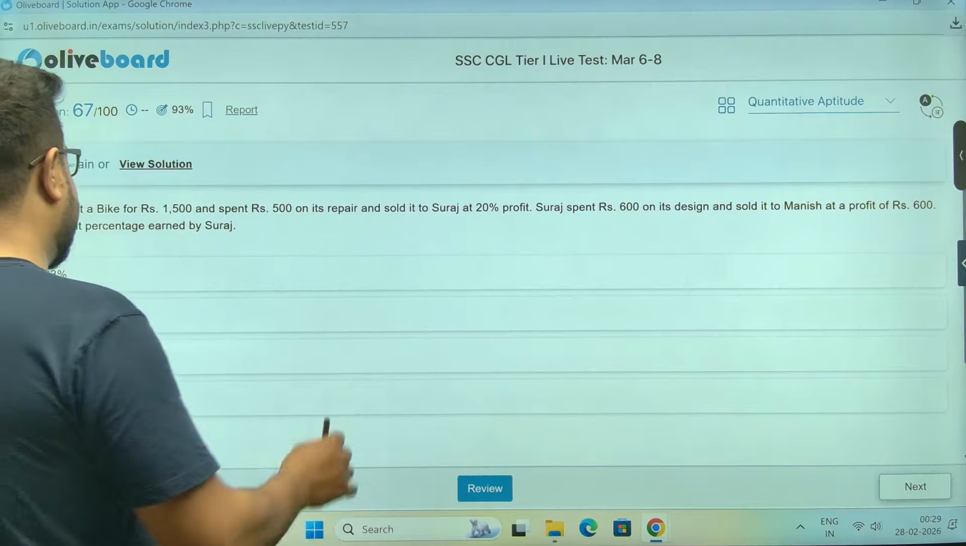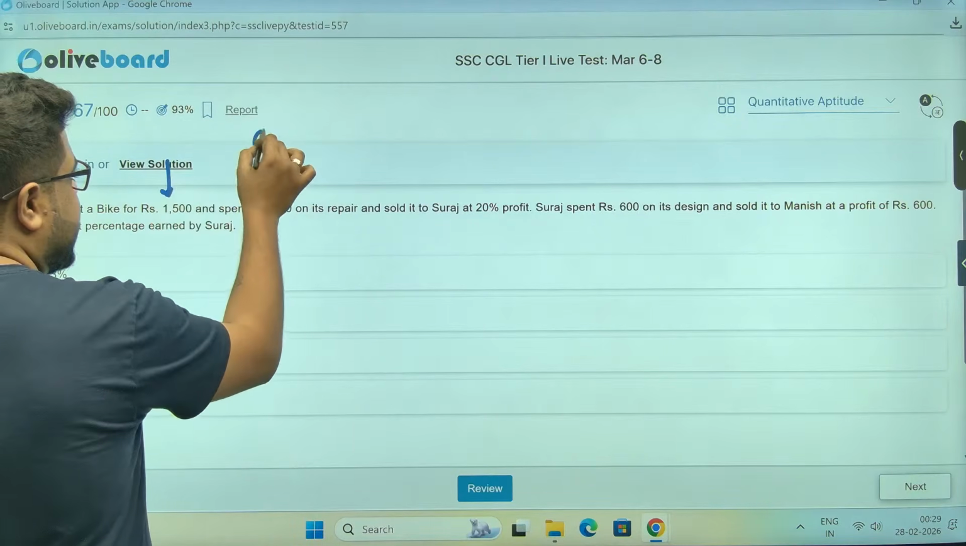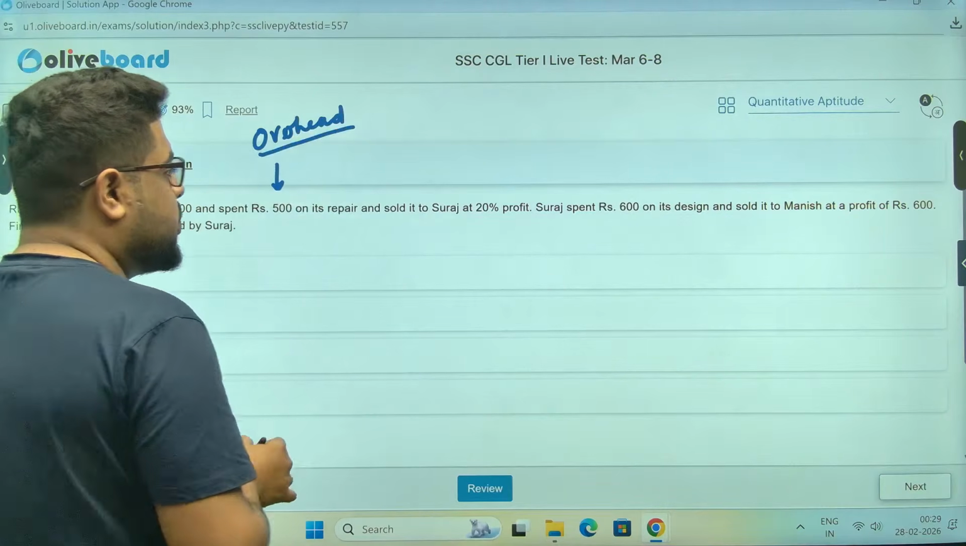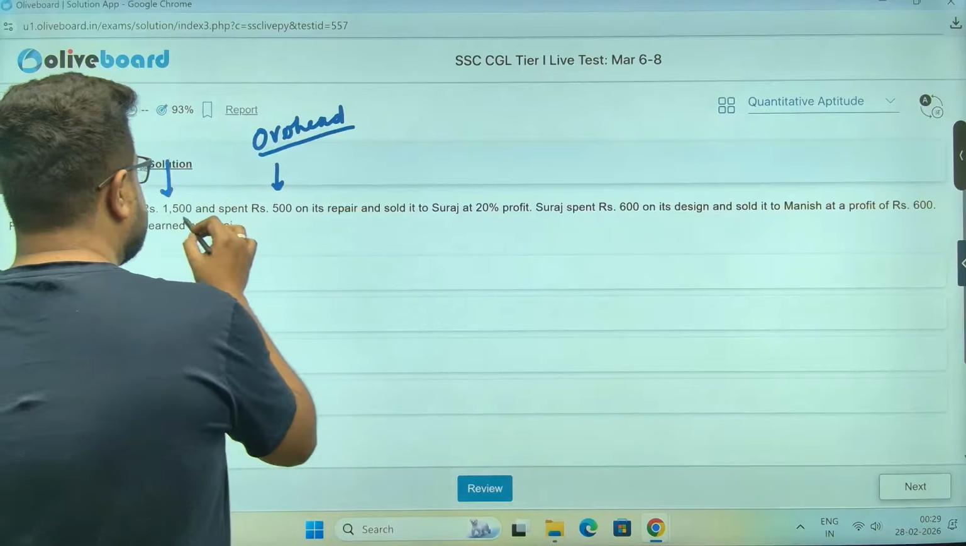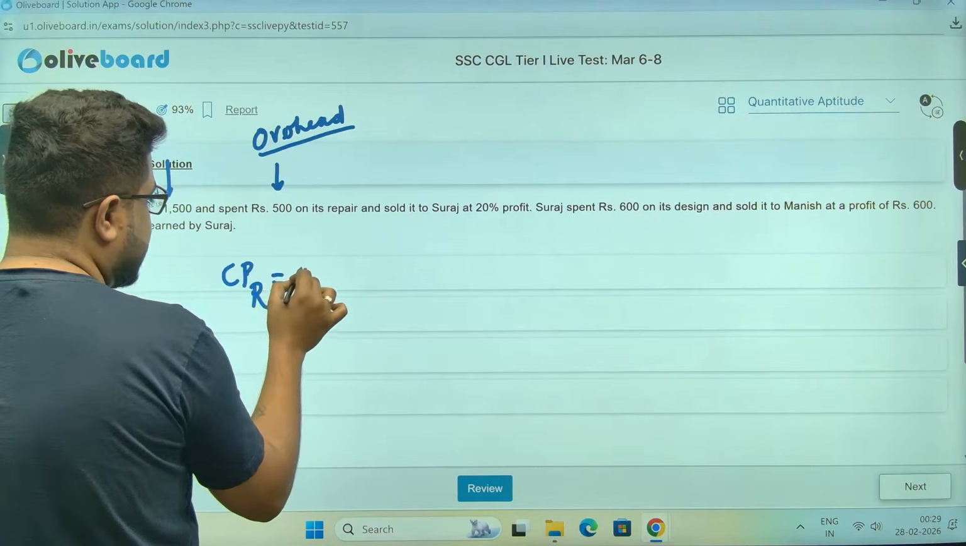Ranveer bought a bike for this much, spends this much on repair. Sir, this is called overhead expenditure. Sold it to Suraj. Okay, sir. Again, successive selling. Sir, CP for Ranveer would be 2,000 rupees, right?